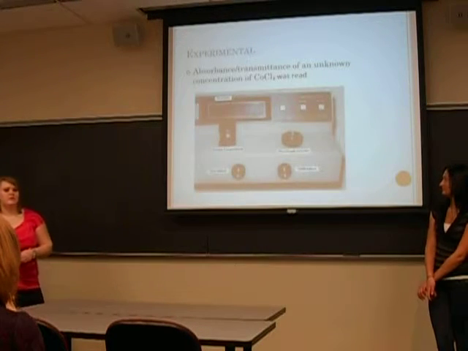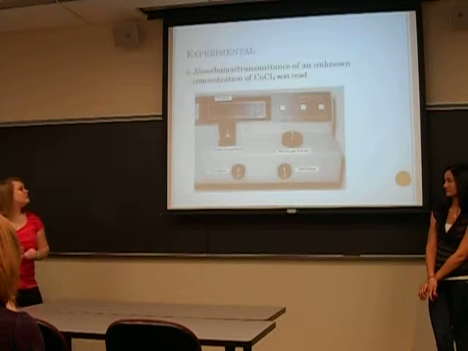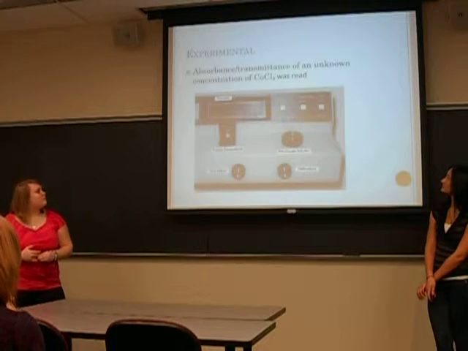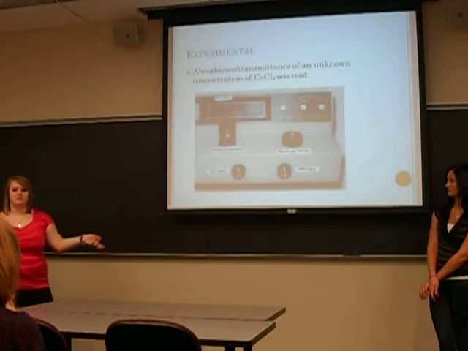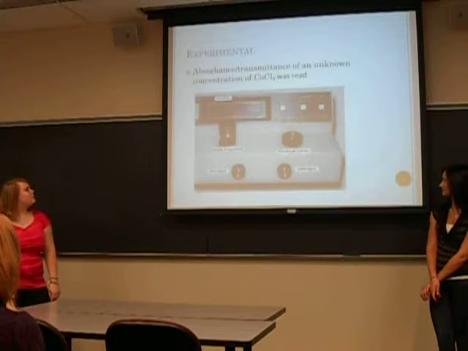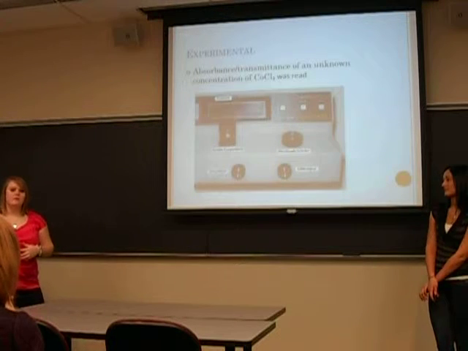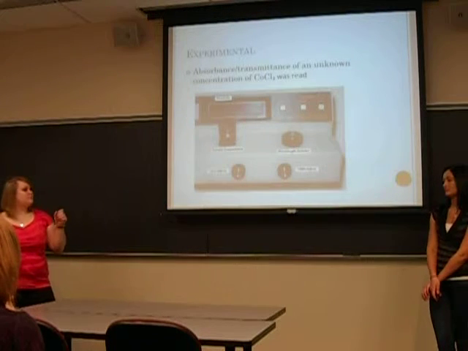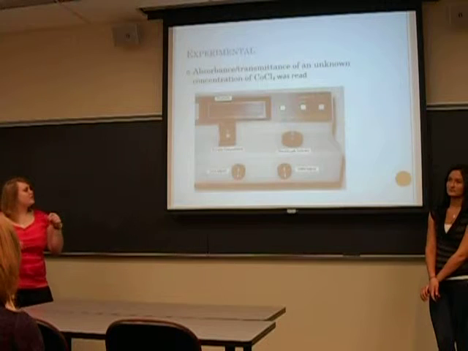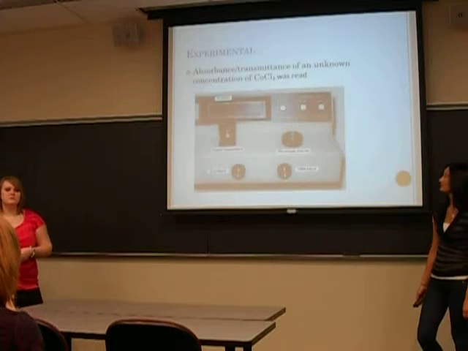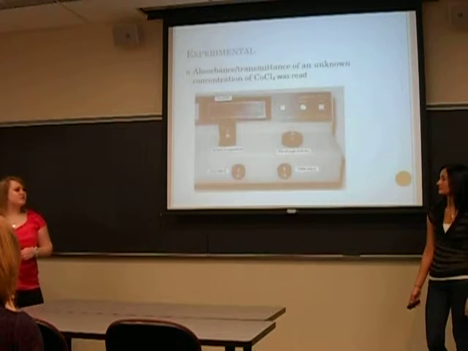So we were each given an unknown substance of concentration, and from this we did the exact same steps that she just talked about. We would put the blank in, calibrate our spectrometer, and then we would put in our unknown concentration. From there we get the absorbance and transmittance readings, and we would be able to figure out the concentration.